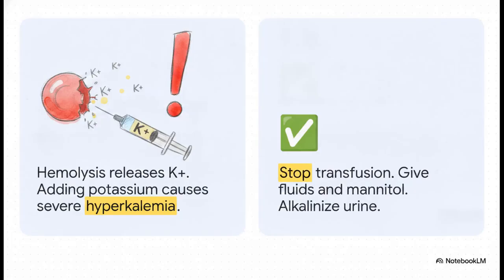The hazardous step is E. Addition of potassium ampules to fluids. Massive hemolysis destroys red blood cells, which releases all their intracellular potassium right into the bloodstream. Adding more potassium on top of that precipitates severe hyperkalemia, which can lead straight to arrhythmias and cardiovascular collapse. The good steps? Stop the transfusion immediately, give aggressive fluids and mannitol, use a Foley to monitor output, and use sodium bicarbonate to alkalinize the urine.